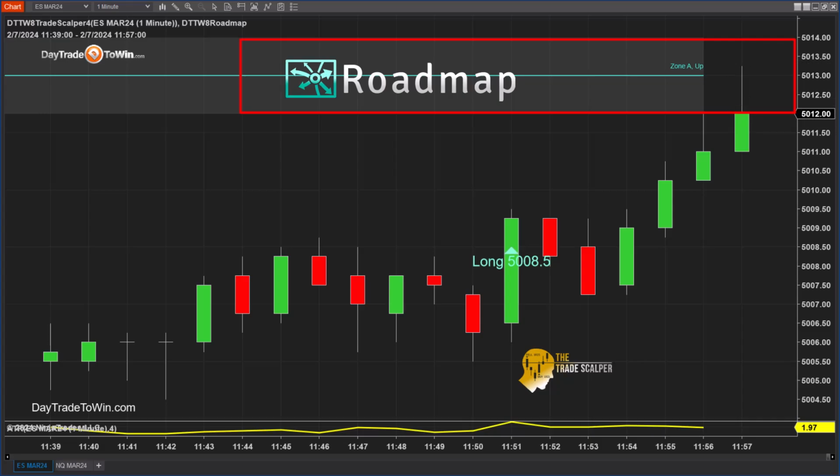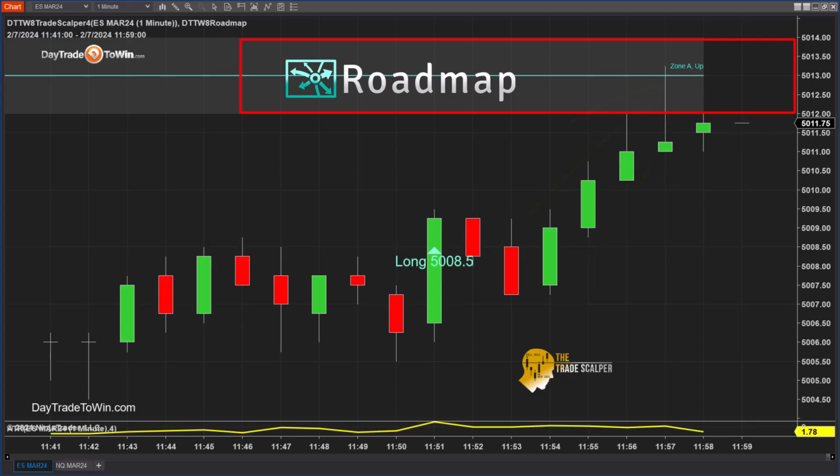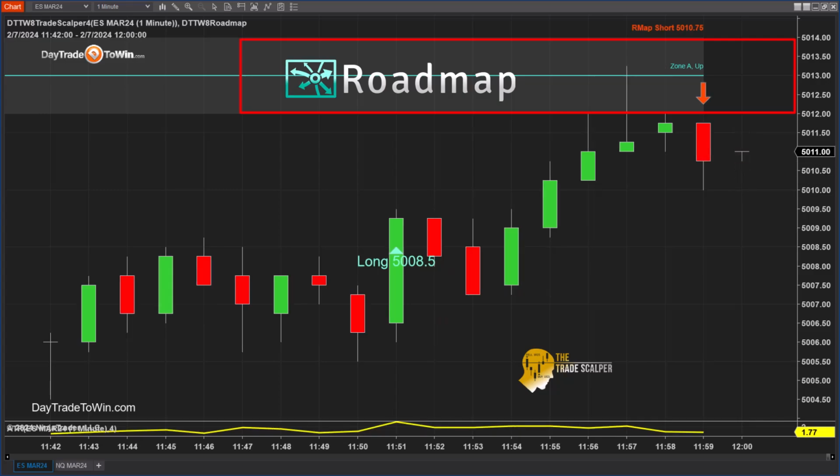Now, the roadmap, this area that you're seeing here, the shaded area that says Zone A up. So the Trade Scalper, good, successful, long, taking it up to the roadmap. Great, we're finished with this trade. Now, what we're looking for those of you who have the roadmap, or if you have the entire package, which is Accelerated Mentorship Plus, you have all of the software. You're adding the software to your chart, and you're making these decisions.